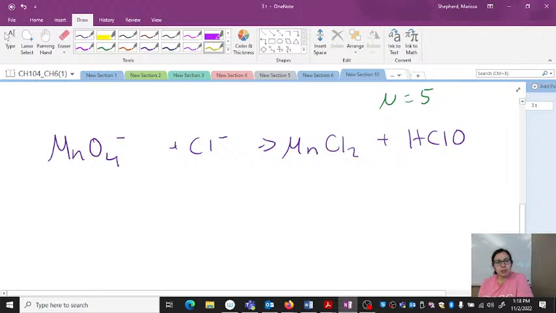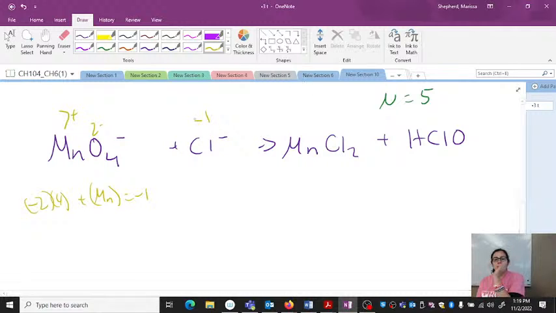So what do we get for the oxidation state of manganese in the reactants? 7. So that's good. So it sounds like we use the oxygen, so we know that's -2 times 4, and then plus whatever manganese is had to equal -1. So we got 7. And then what's chlorine on our reactant side? And we know oxygen's -2. So chlorine -1, oxygen -2. And then now let's look at our product side. So what's manganese on the product side?